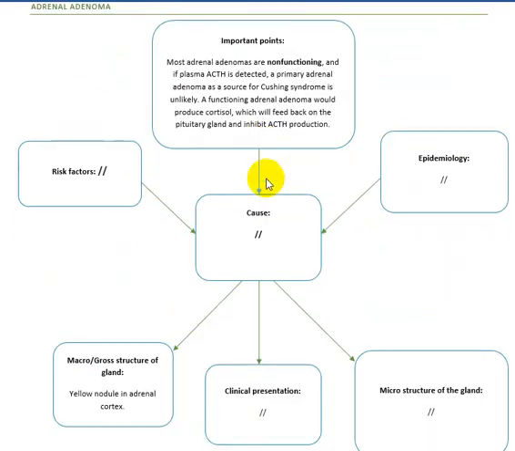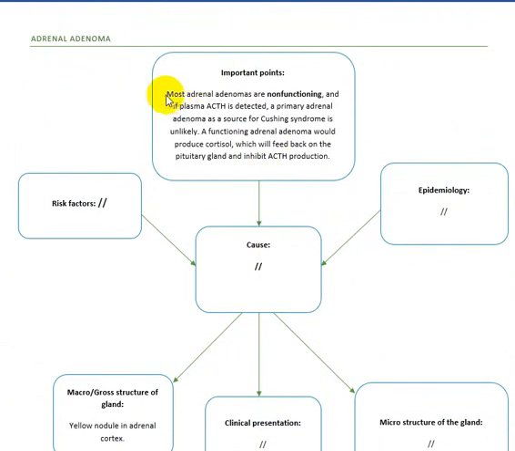Now, adrenal adenoma, you have an important point. Most adrenal adenomas are non-functioning, and if plasma ACTH is detected, a primary adrenal adenoma as a source of Cushing syndrome is unlikely. So it is an ACTH-dependent Cushing syndrome and not a primary one. A functioning adrenal adenoma will produce cortisol.